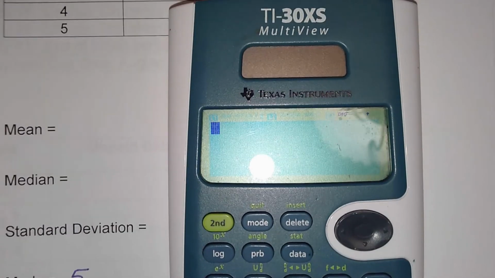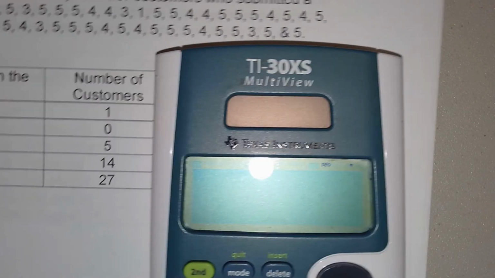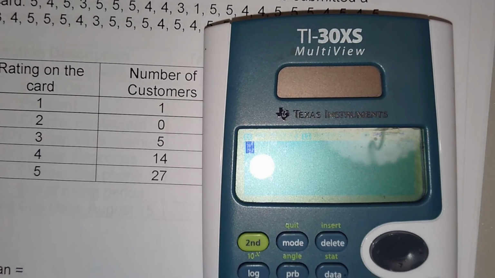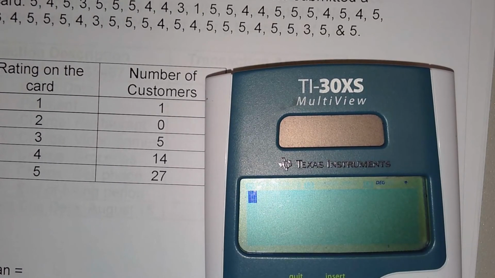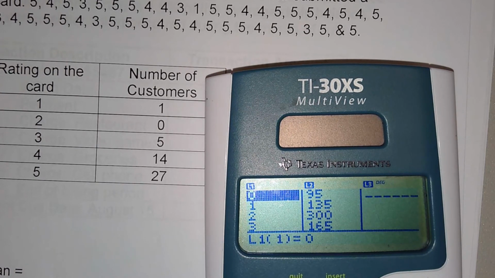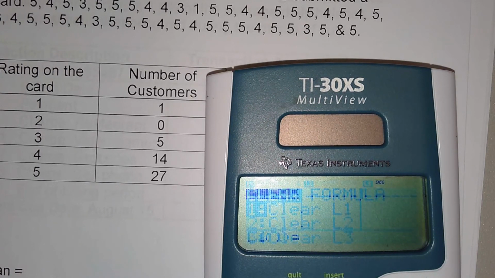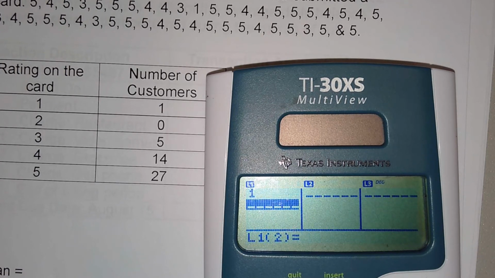So let's get to our data. So again, our data is pretty straightforward. So I'm going to do my data. Data again, option 4. I'll do 1, 2, 3, 4, 5. Hit my right arrow to go to the next column. So I need to enter first and then right arrow over. I'm going to have 1, 0, 5, 14, and 27.